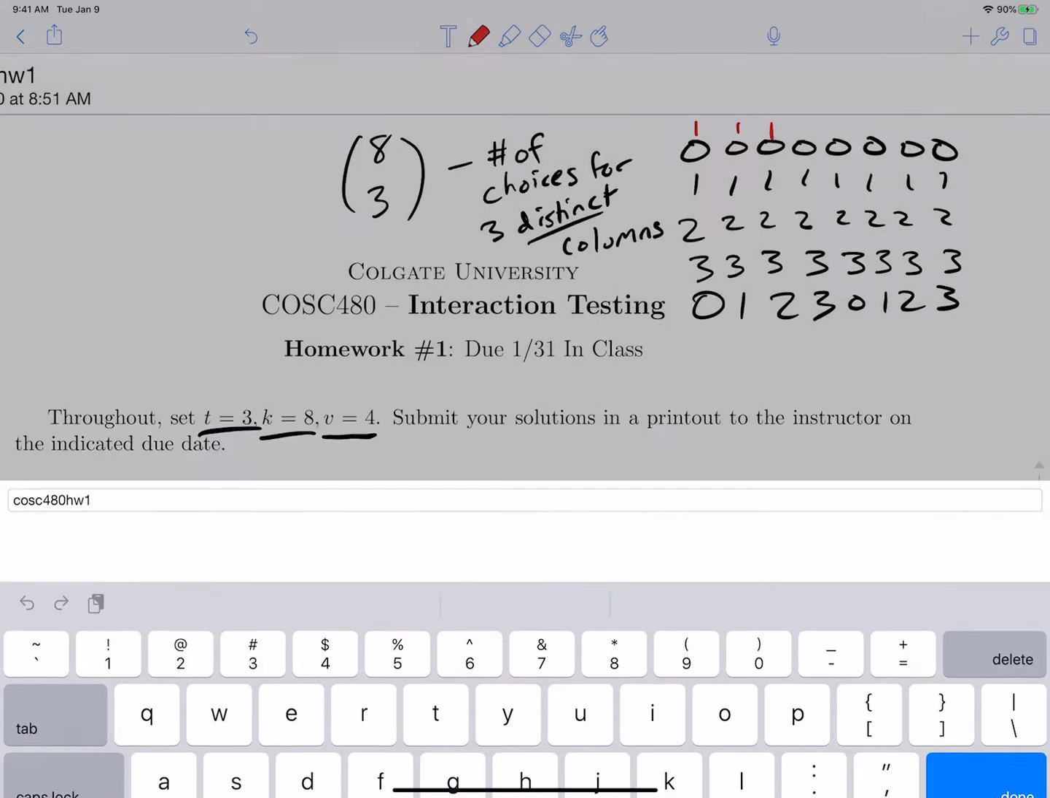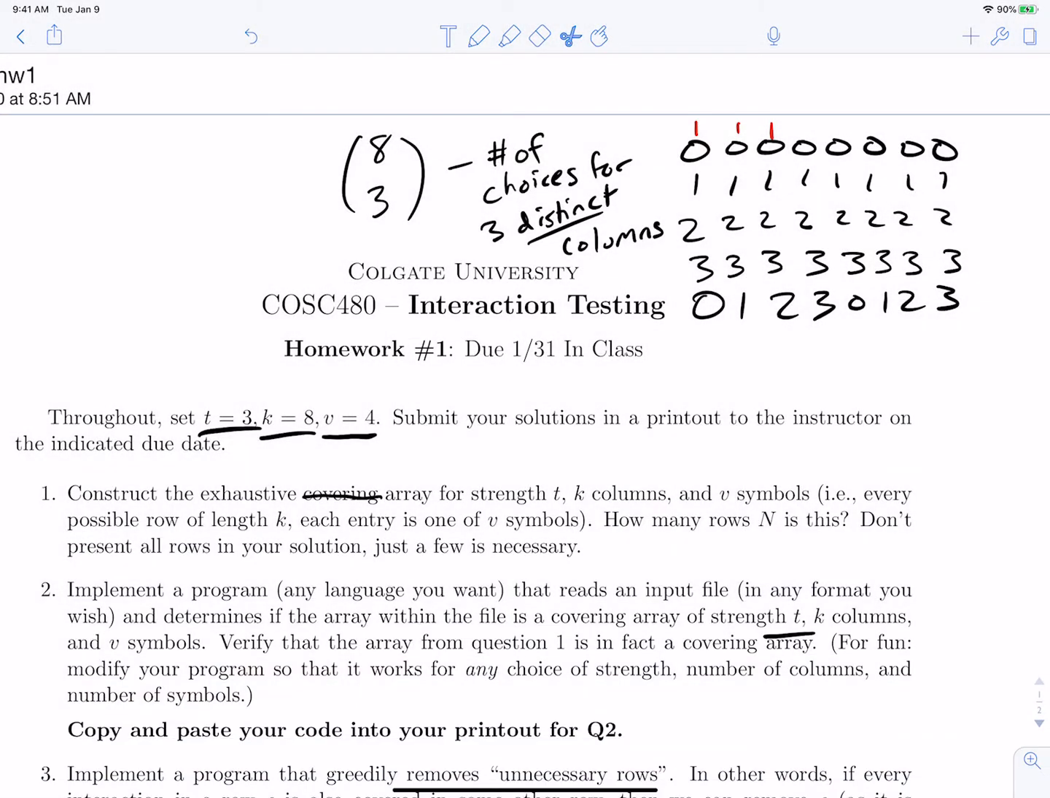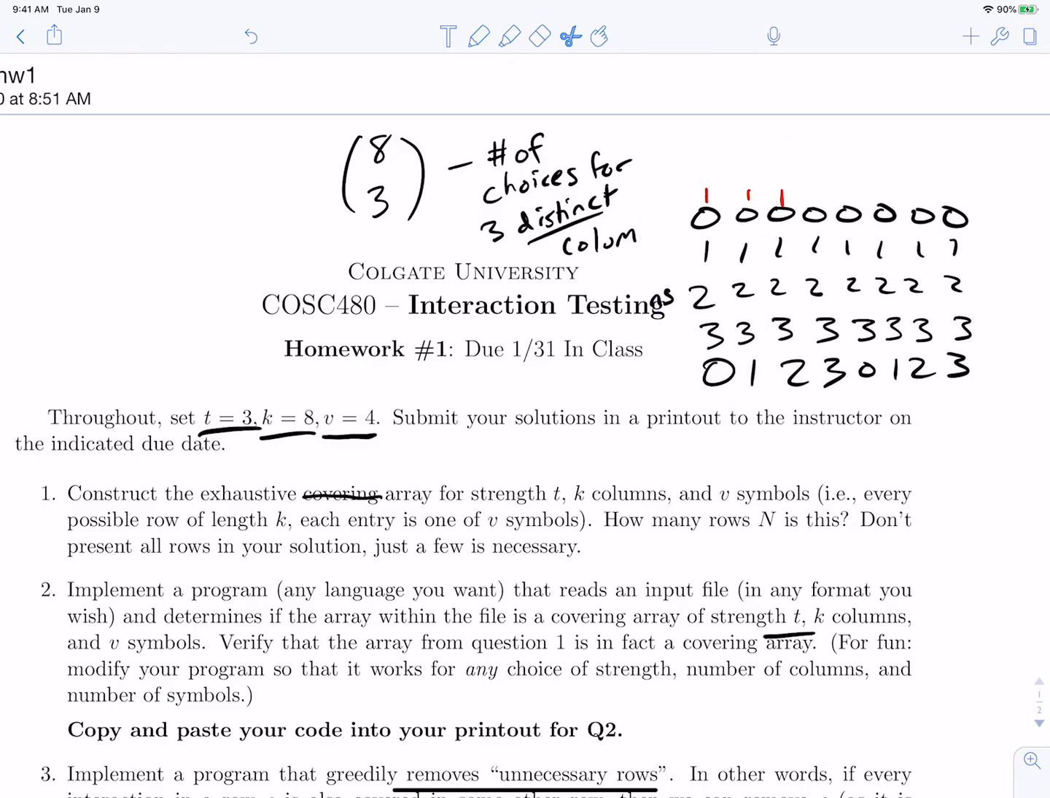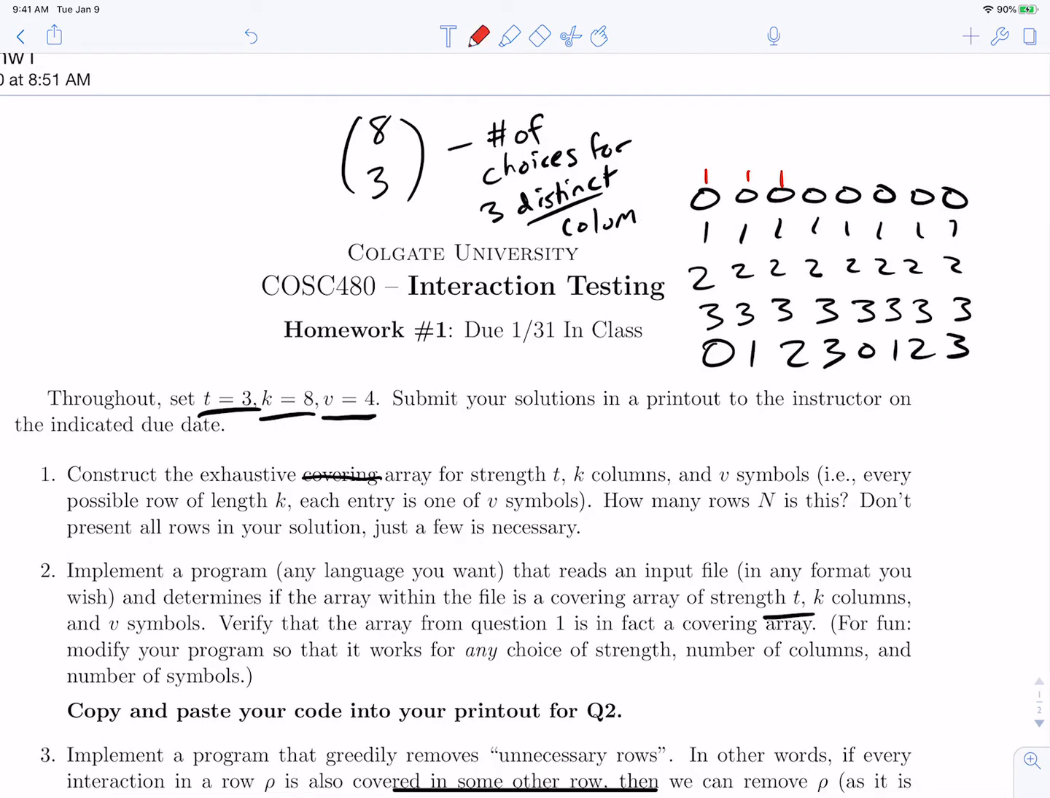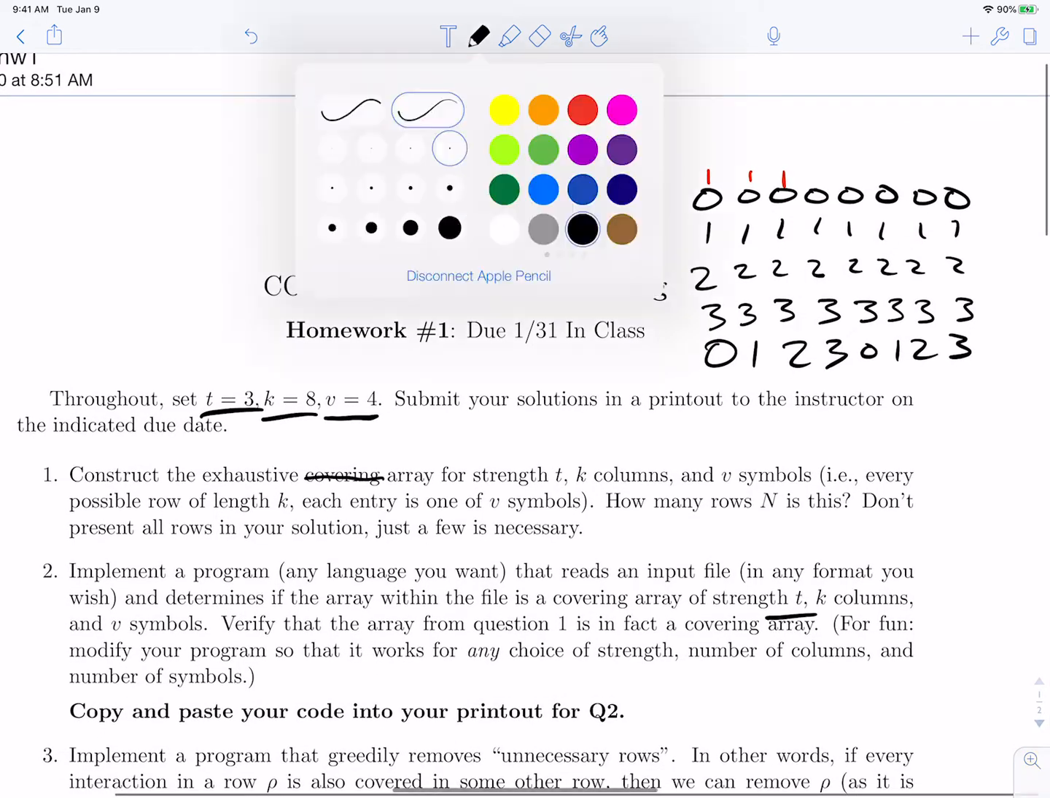Oops. I gotta move it down. It thinks I'm gonna start typing. Oops. I like Notability, but sometimes it's a pain.